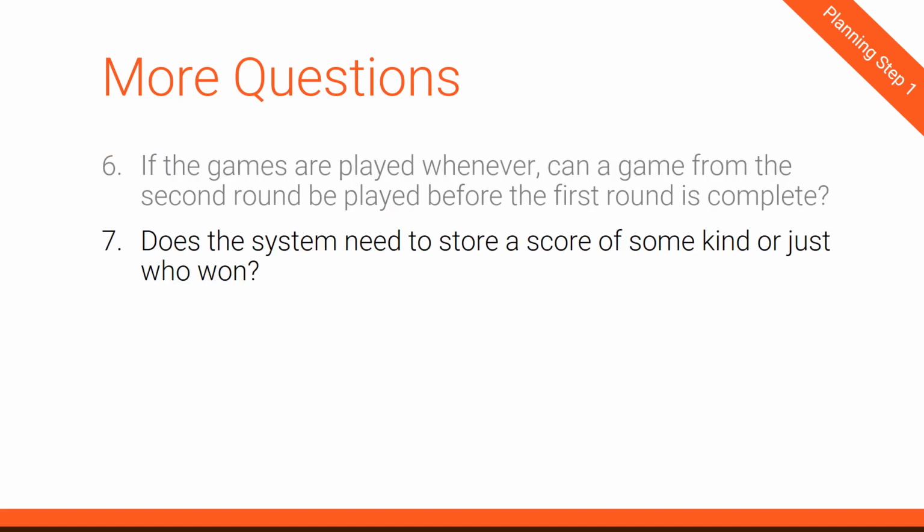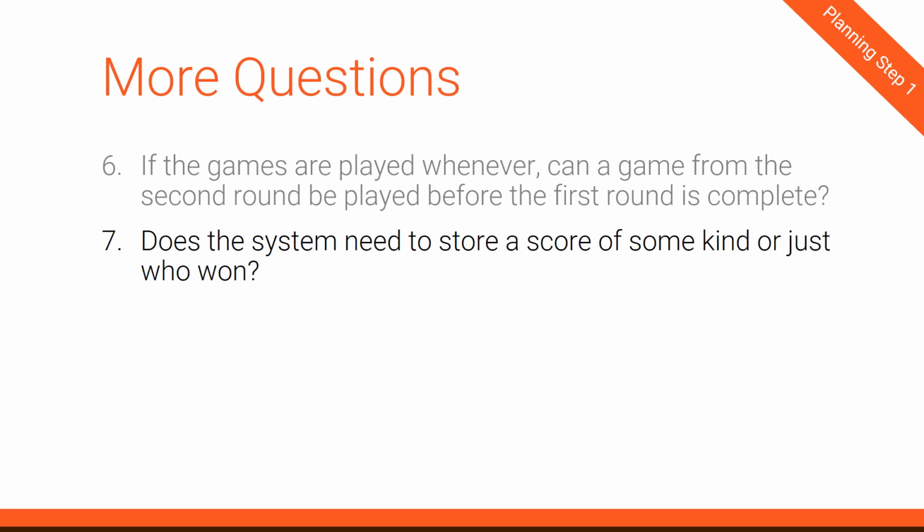Next question. Does a system need to store a score of some kind or just who won? So this is what I'm thinking. Maybe we want to have more than just you won or you lost. Maybe we want to have some kind of information about what the score was. Maybe for more prizes at the end. Say highest point differential or closest win or luckiest player, something like that. Or just to have, here's all my scores. Do you want to store that or not?